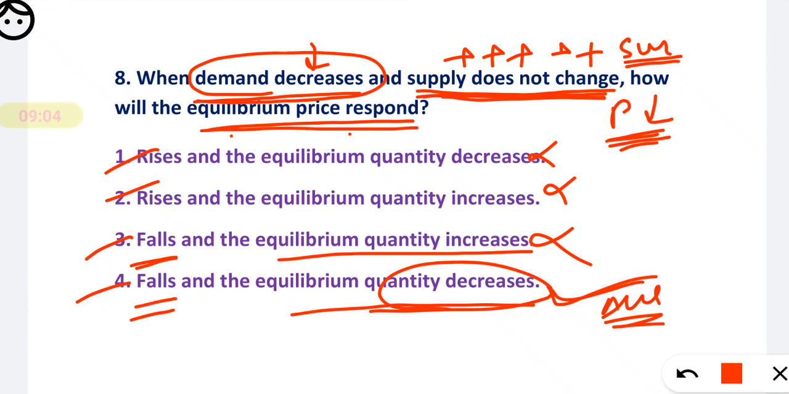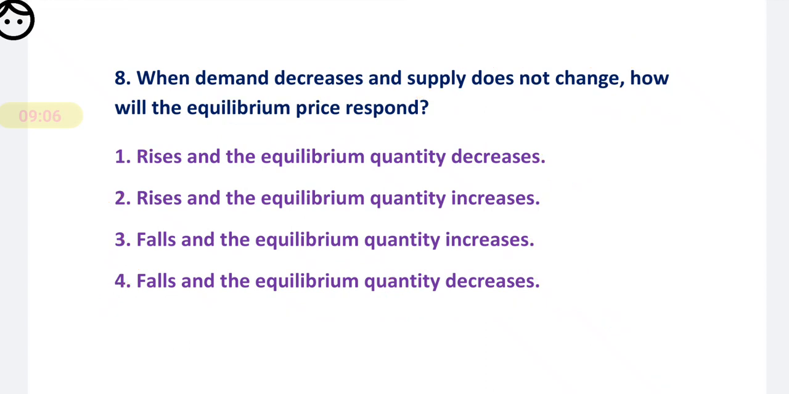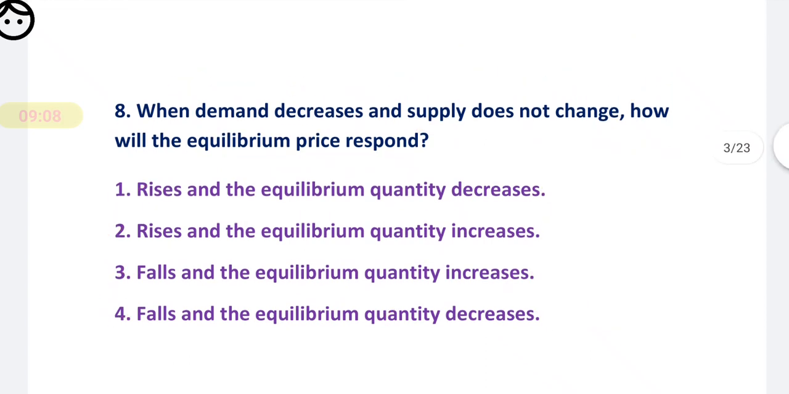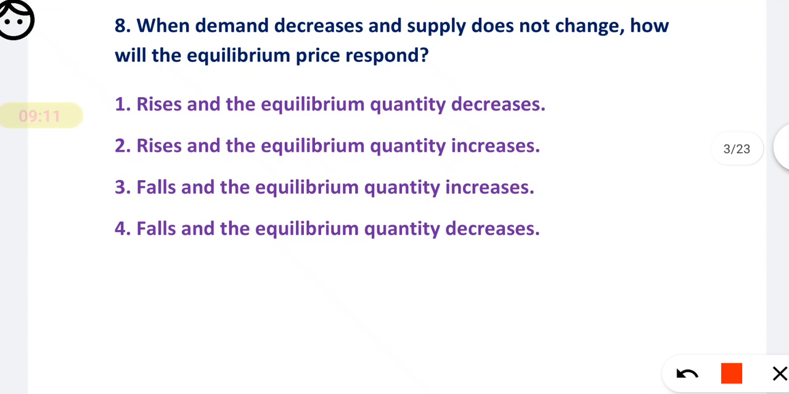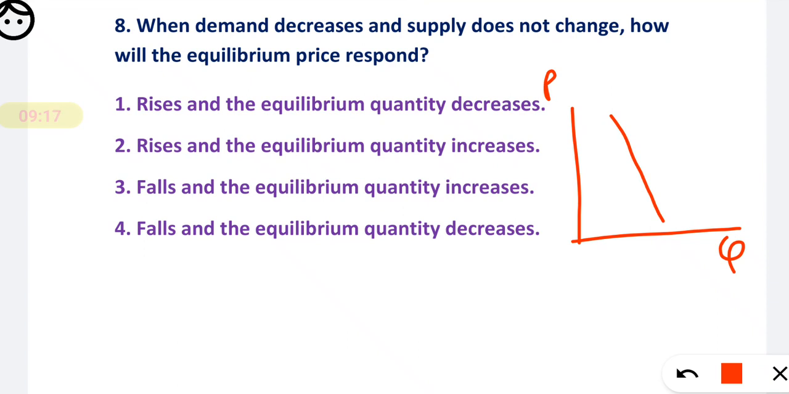So friends, if you want to learn through the graph, I will explain. This is our basic graph, price versus quantity. This is the downward sloping demand curve, and they are saying demand has decreased. Suppose this is our D2, the first demand, and now it has decreased to D1. And they are saying supply has been constant. So the supply curve is always upward sloping. This is the supply curve, right?